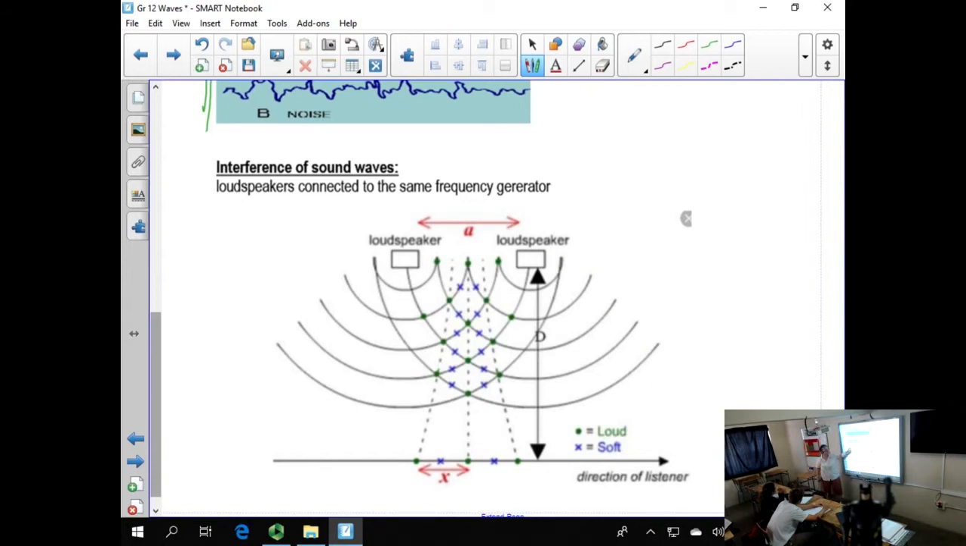Over here, we have interference of sound waves. Diffraction, it can bend around the corners of an obstacle. That's why I can hear Mr. Jan above me. Because it bends around the corners of the obstacle and it reaches me eventually.